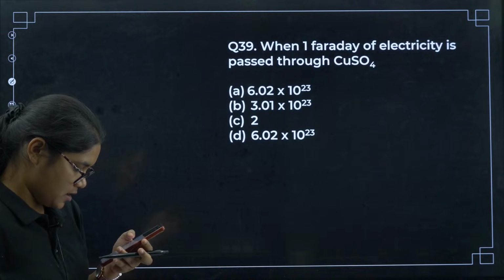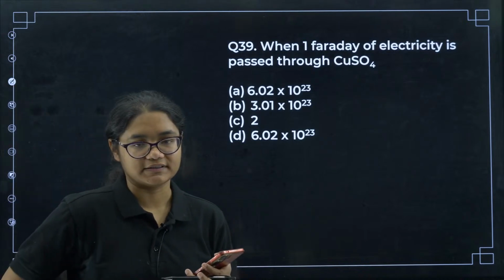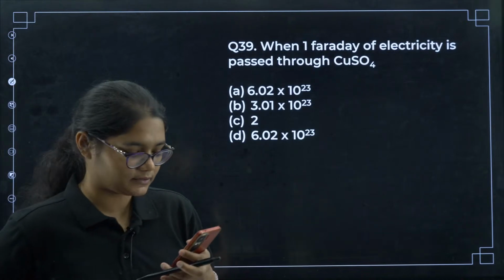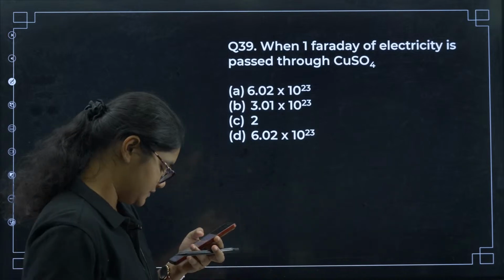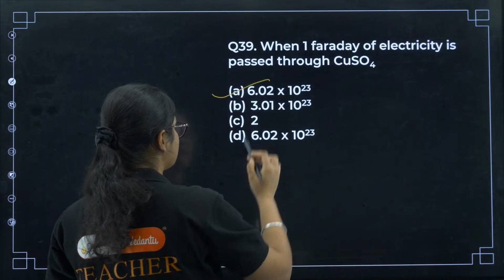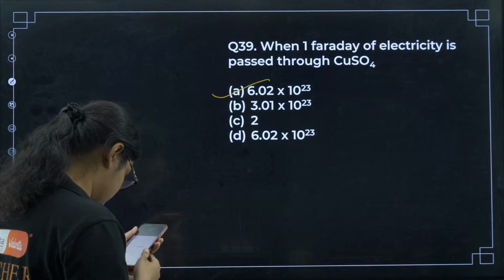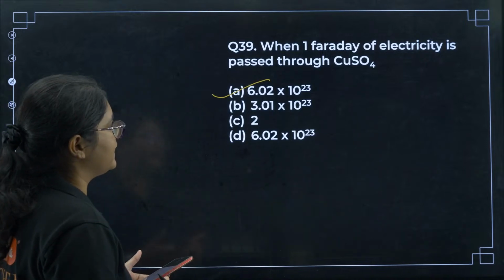Yes, 1 Faraday of electrons means 1 mole of electrons are passed. Then how many electrons are passed? Yes, King is correct. Avogadro number, right? 6.02 into 10 to the power of 23.